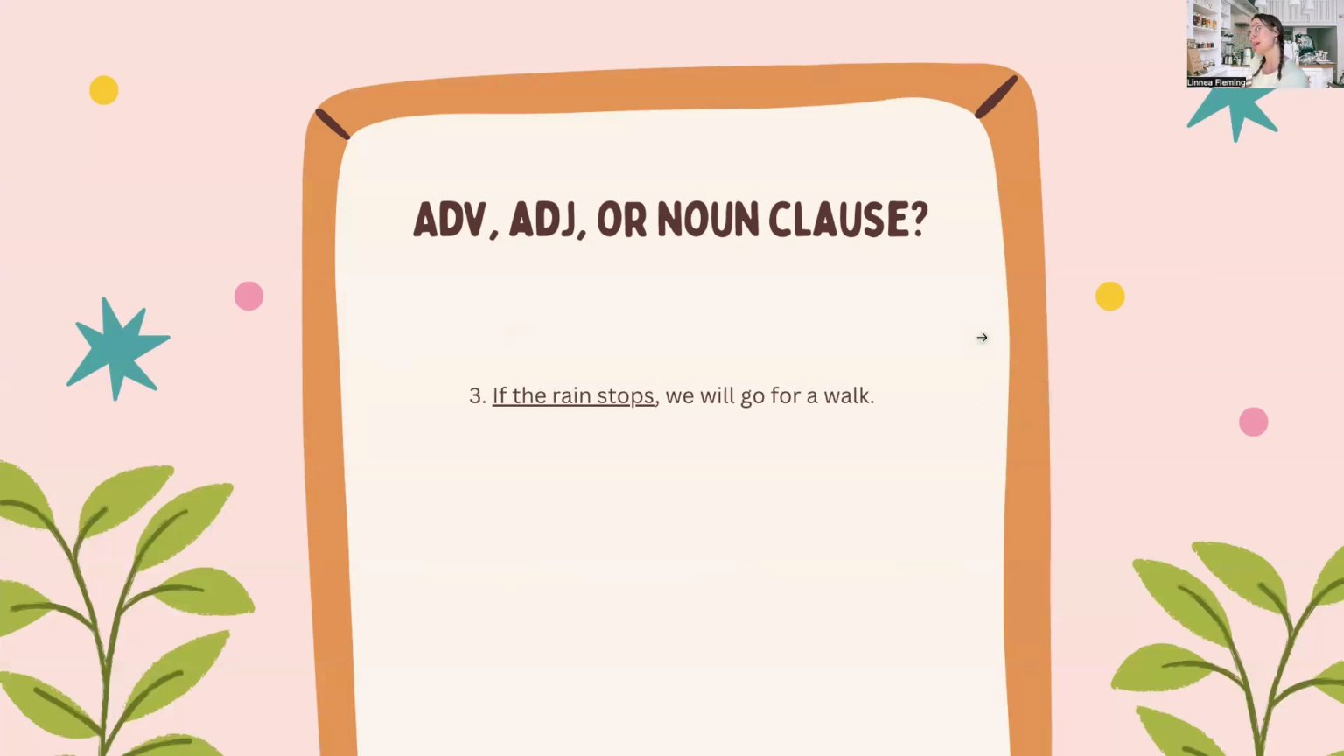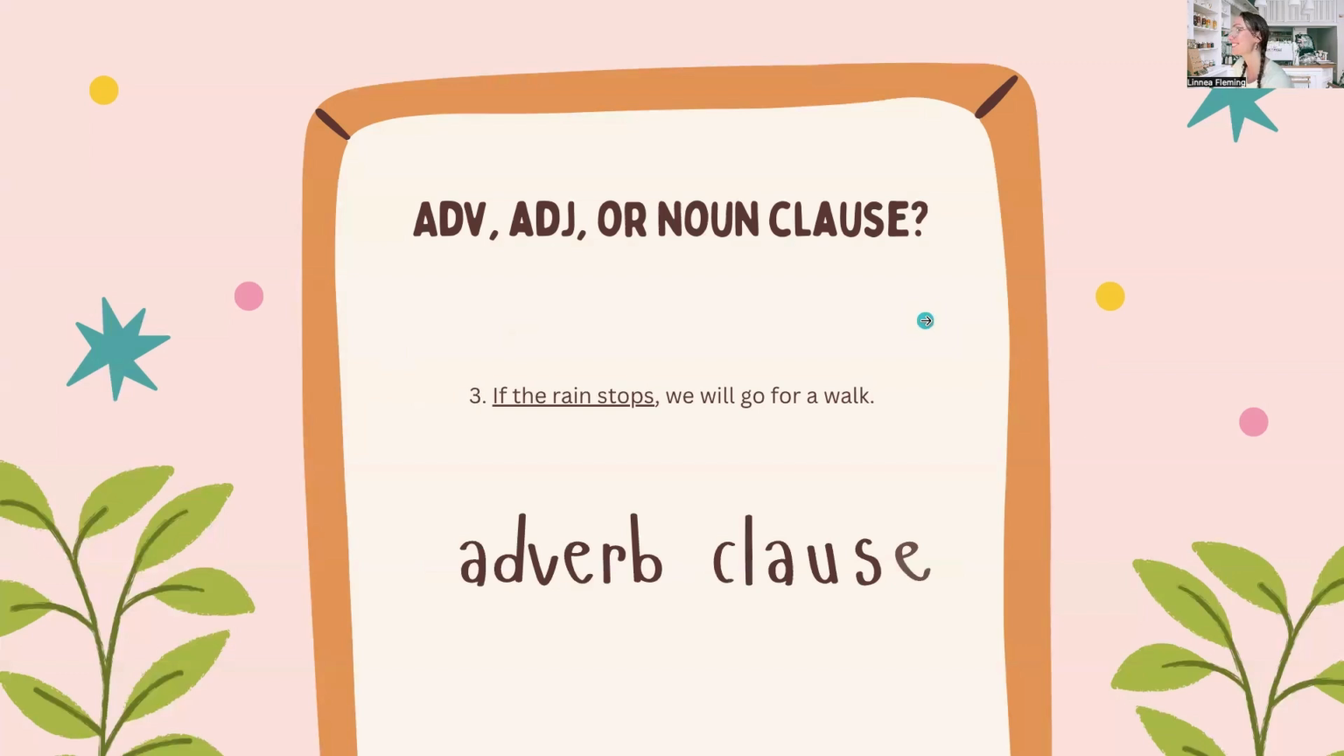Last one. If the rain stops, we will go for a walk. I'll give you a second to think about it. If you said adverb clause, you're absolutely right because it's a cause and effect relationship. It's modifying the verb will go. What determines whether you're going to go or not is if the rain stops. So if the rain stops is modifying the word go. And it starts with a subordinating conjunction, which is what begins an adverb clause.